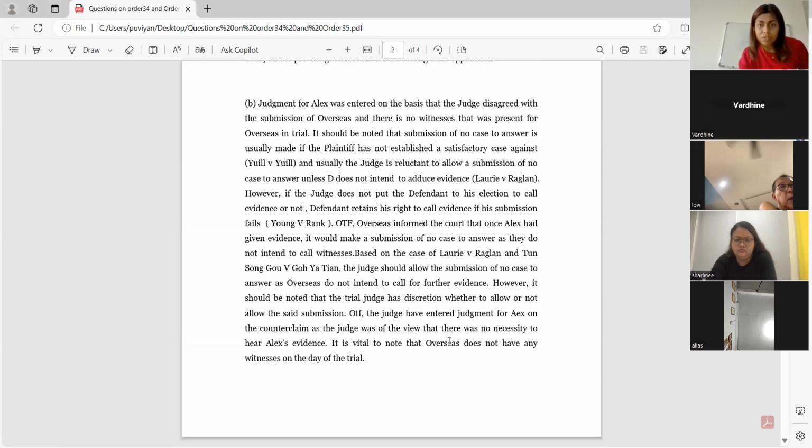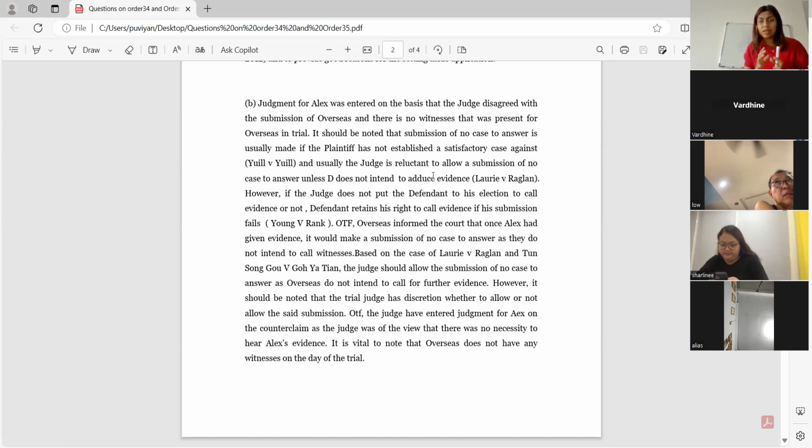Okay, then you add one part. This one is just a small part on the issue of submission of no case to answer. Basically, you must understand submission of no case to answer. This one I just write here to explain to you all on the issue of submission of no case to answer. Submission of no case to answer is actually very simple.